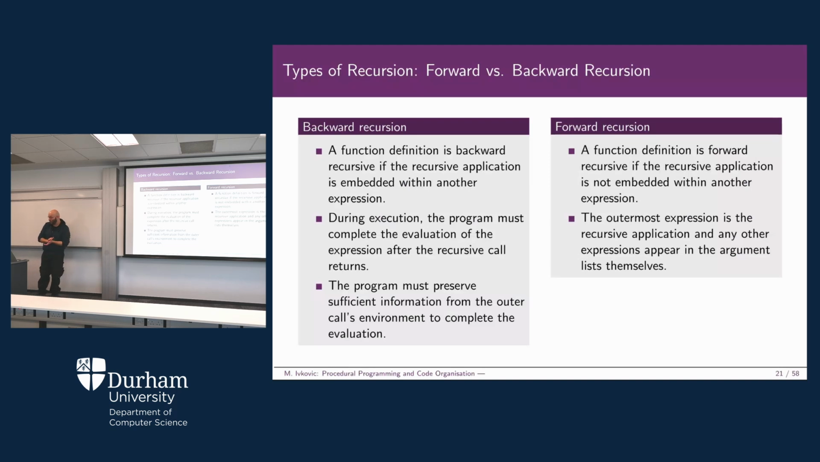Whereas with a forward recursion, we call it that if it's not embedded within another expression. It's like our second call for the Fibonacci, where we don't need to keep track of stuff in there. The outermost expression is where we recurse down, and any others just appear in the argument list themselves, so we don't have to keep track of the entire stack anymore.